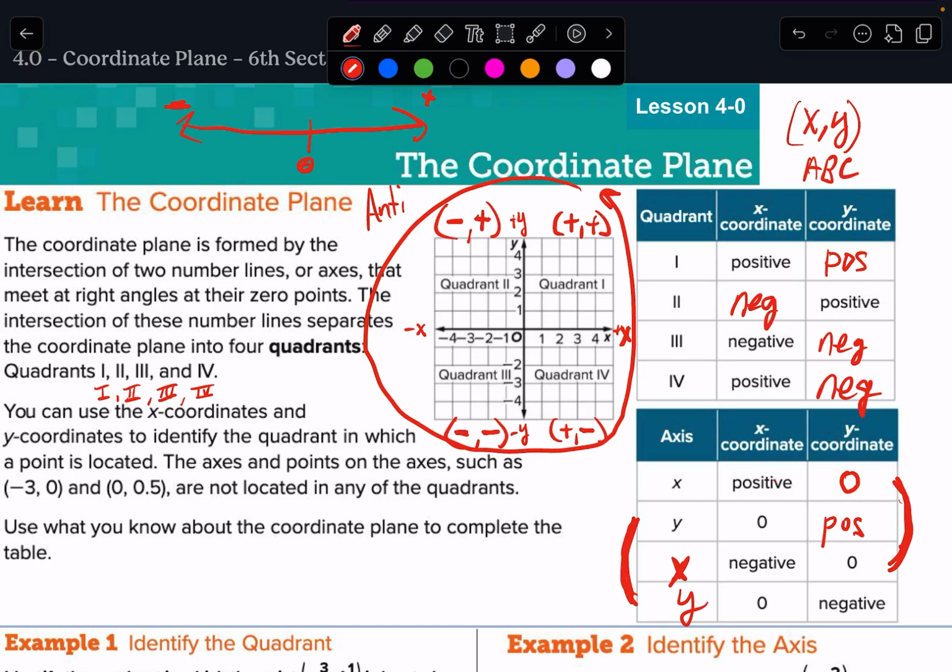So if one of your coordinates is a 0, you're on the other one's axis. So if your y is a 0, you're on the x-axis. If your x is a 0, you're on the y-axis because you didn't go left or right. You just went up and down. If both of them are 0, you are at what is called the origin. 0, comma 0 is the origin.